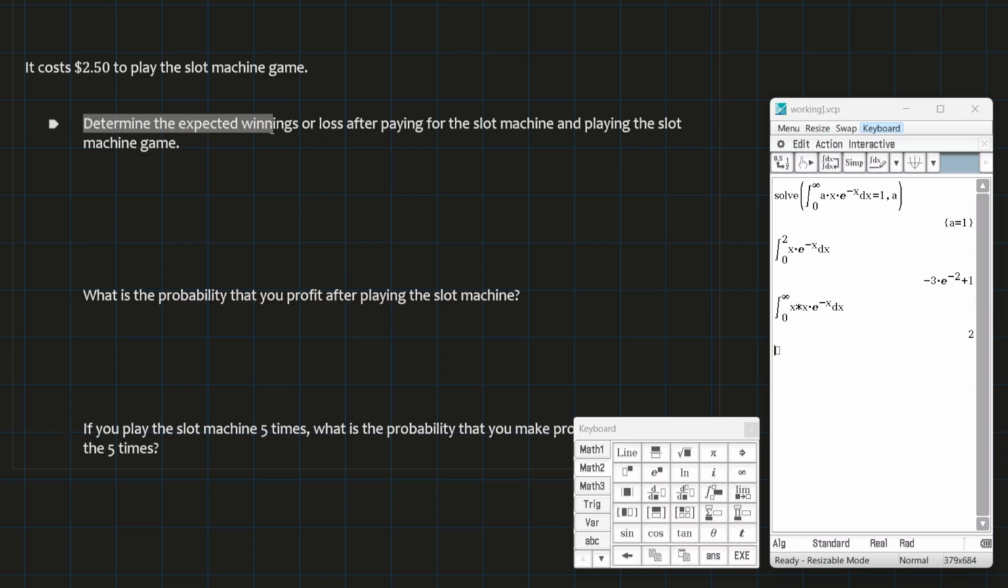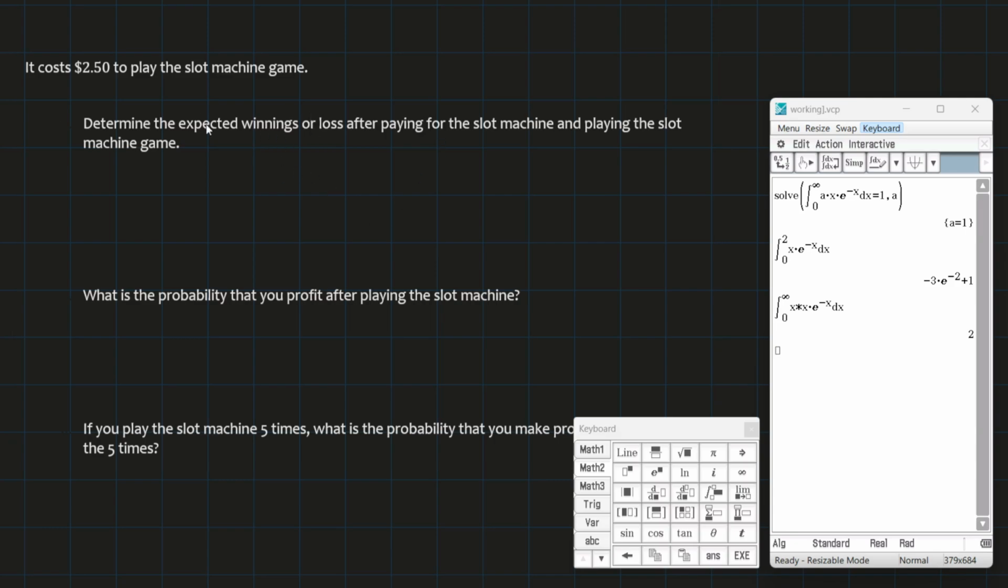So determine the expected winnings or loss after playing the slot machine. After paying for the slot machine and playing the slot machine game. So the observation that I mentioned before kind of relates to this. If we're talking about the expected winnings, then we're talking about how much we expect to earn, minus how much we expect to pay.